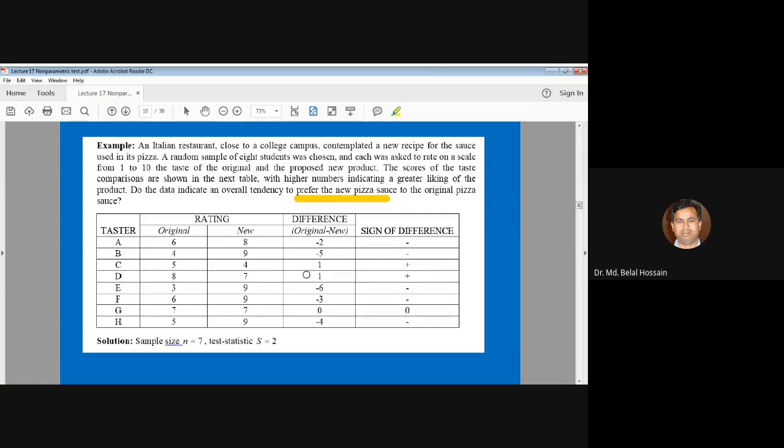So originally we had n equals 8, but because of this tie value, that is because of the 0 value, we got n equals 7. Test statistic S equals number of positive differences, so it is 2.